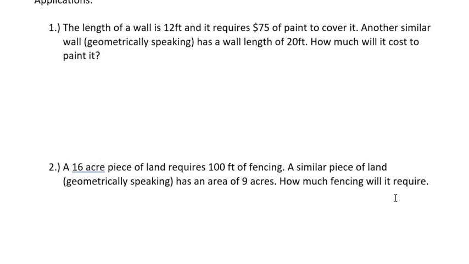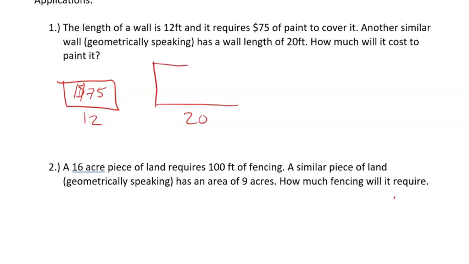So this says you have a wall. Here is the wall. It has a base of 12. It costs $75 to paint that wall. Then they have another wall that is similar to it, geometrically speaking, but the bottom is now going to be 20. And obviously the height grew as well because it becomes a similar figure. They want to know, how much money does this cost? So we have to go through a process.